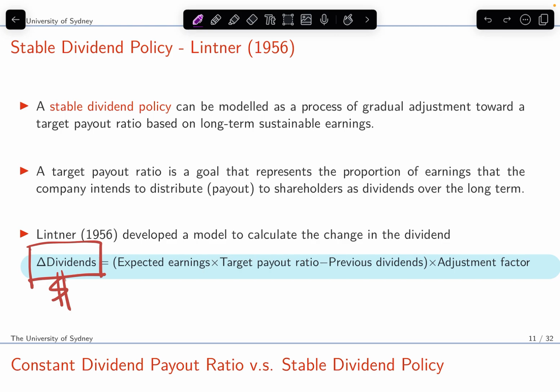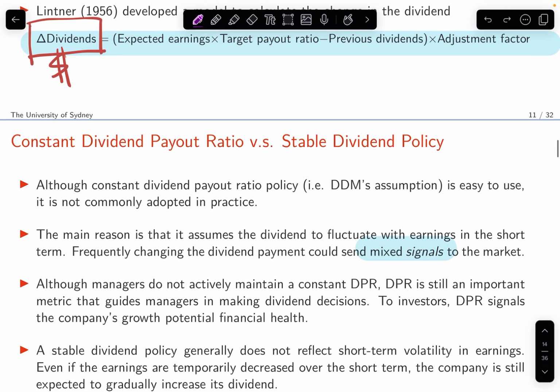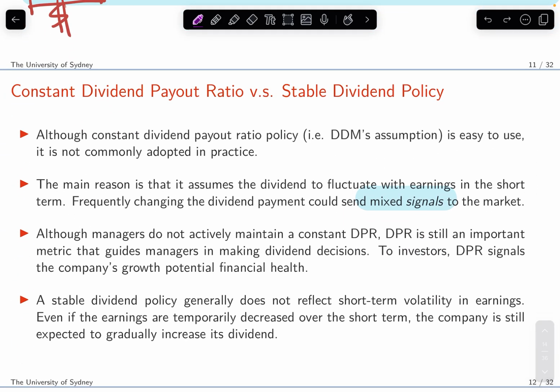So Lintner here developed a model to calculate the change in dividends. The total change in dividends is expected earnings multiplied by target payout ratio, minus previous dividends, multiplied by adjustment factors. Constant versus stable dividend policy.